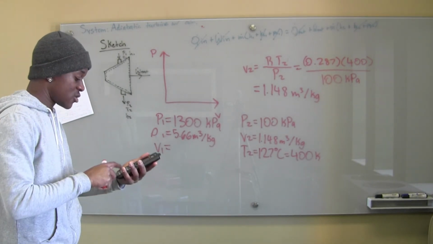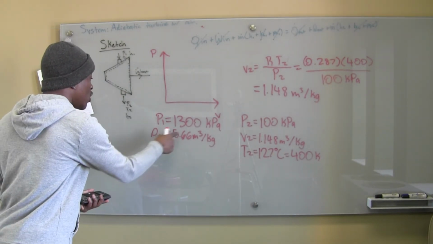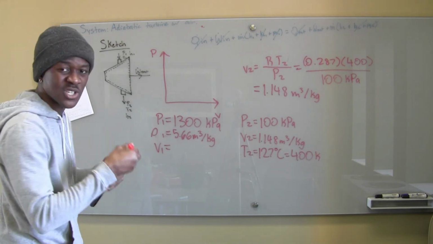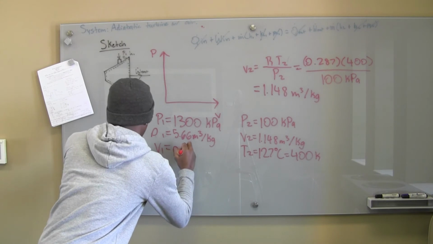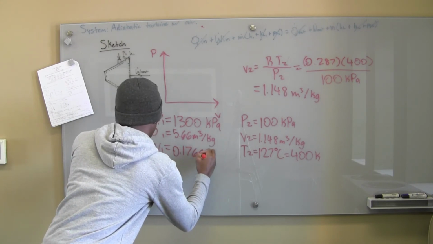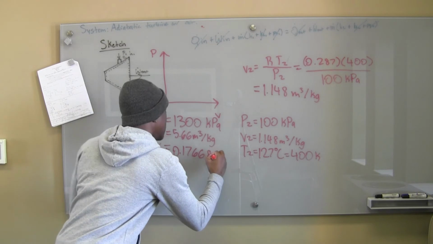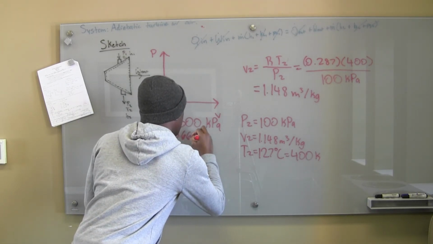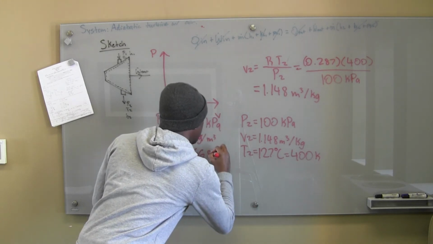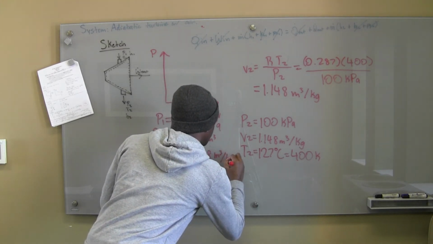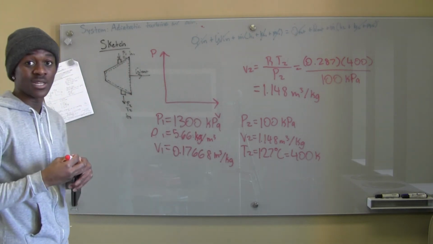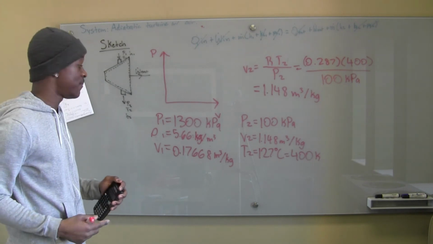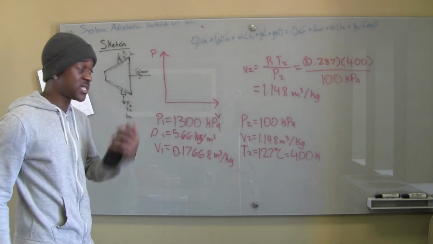But so we know that our specific volume is equal to 1 over that, right? And our specific volume is somewhere around 0.17668 meters cubed, and this is kilograms per meters cubed rather than the other way around, because this is density. And then this is switched. I hope I didn't lose you. This is our specific volume for state 2.